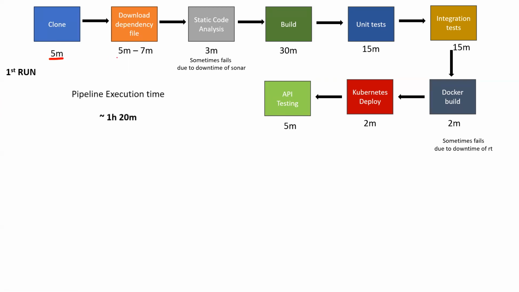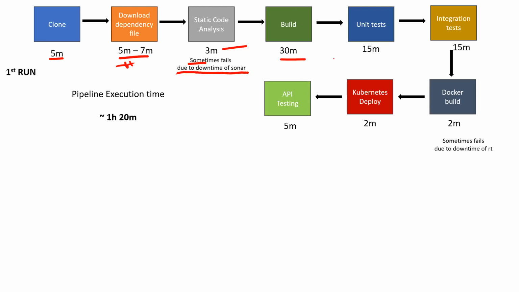And also I've given the time that each stage is going to take. You can see that clone is taking 5 minutes. The download dependency file is taking 5 to 7 minutes, because it depends on the responsiveness of the Artifactory, assuming this dependency file I'm downloading from Artifactory. Then static code analysis takes 3 minutes here. And there is one statement which is very important: sometimes it fails due to downtime of the Sonar queue. That is very important to note.